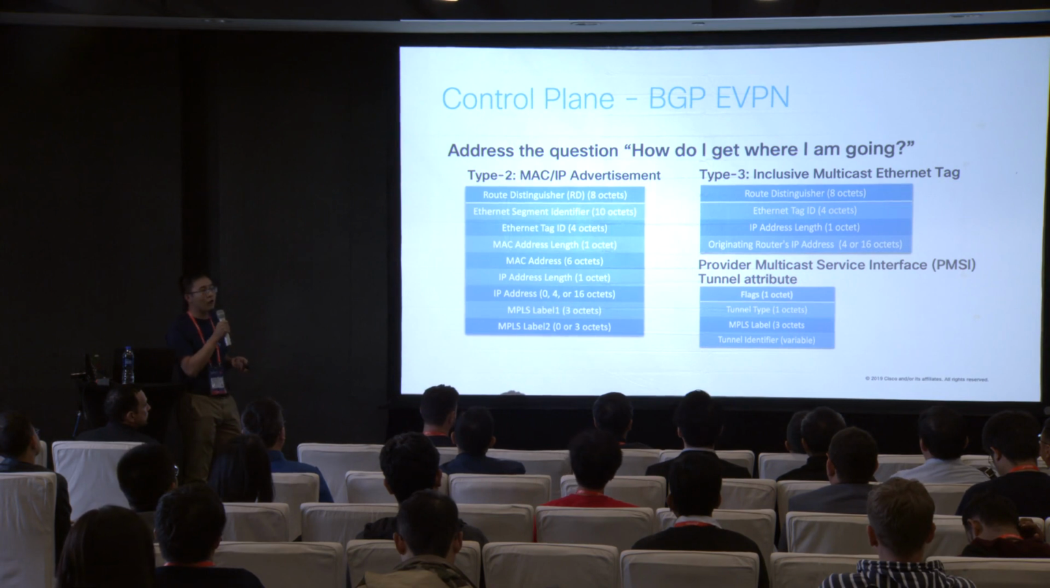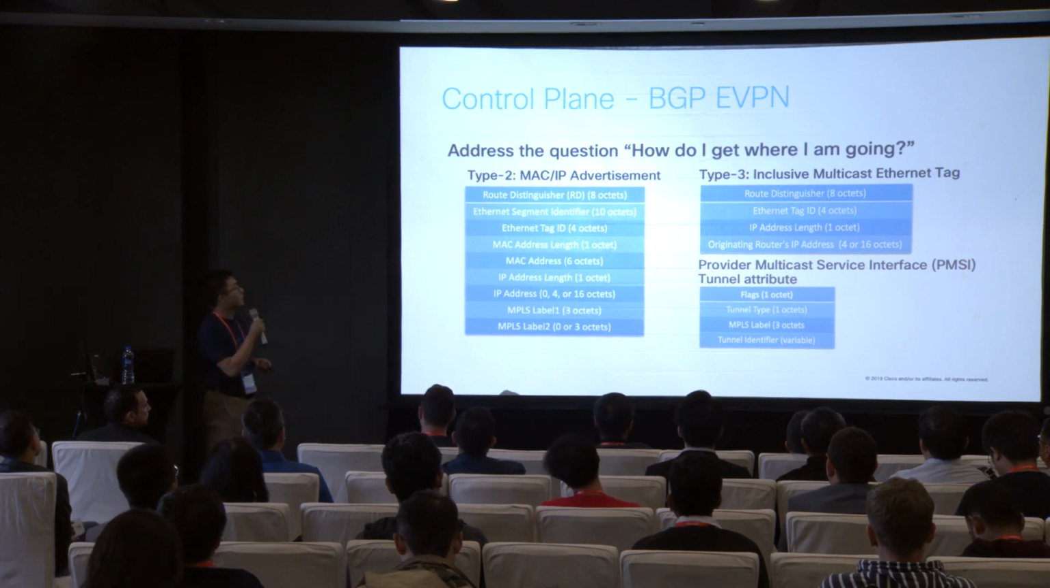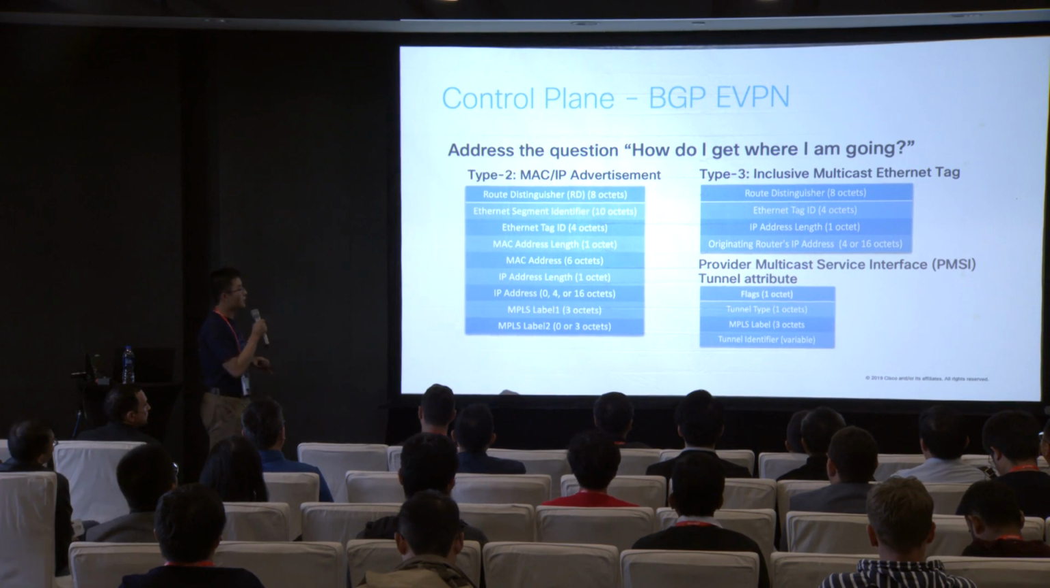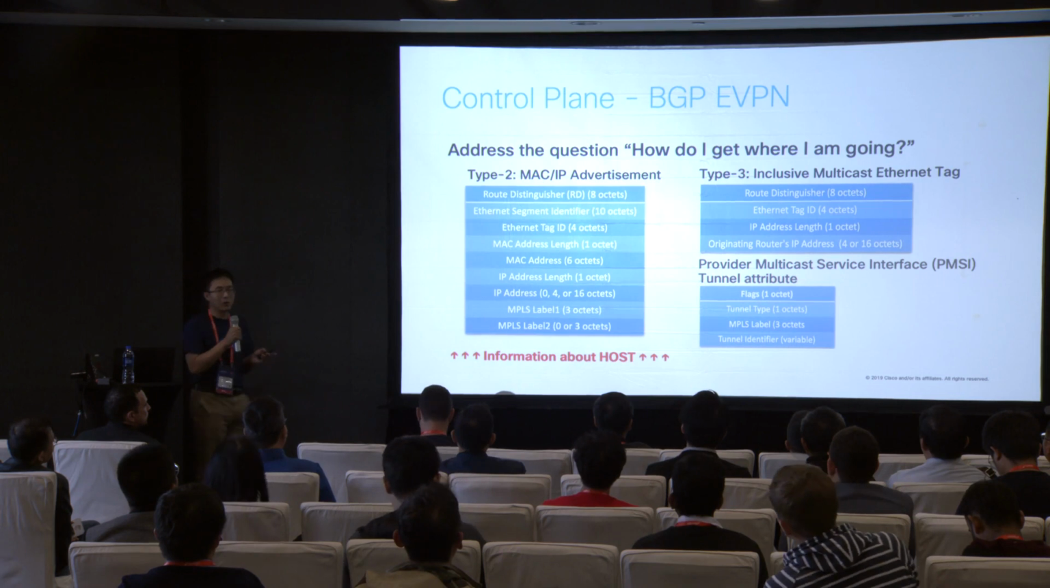But in order to solve our problem, we only need 2 of them. So type 2 and type 3. Type 2 is called MAC IP advertisement, and type 3 is called inclusive multicast Ethernet tag. You don't have to go into all these details, and I'll summarize it for you. Type 2 message is the information about host.